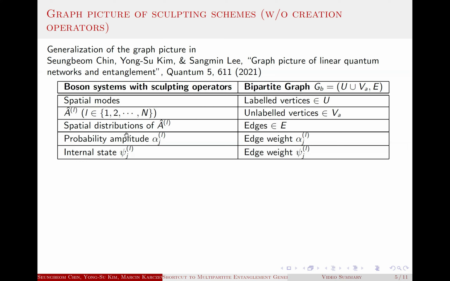And the spatial distributions of the boson subtraction operator correspond to the edges. And the probability amplitude and internal state correspond to complex edge weights alpha and psi. For the case of internal state, since we are working in some restricted computational basis, we replace the edge weight with some limited number of colors like red and blue.